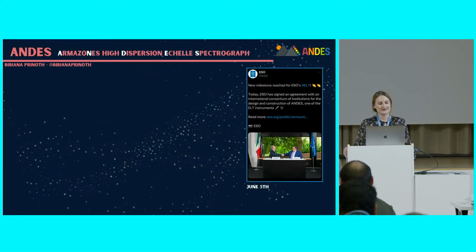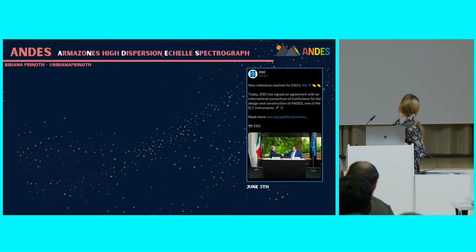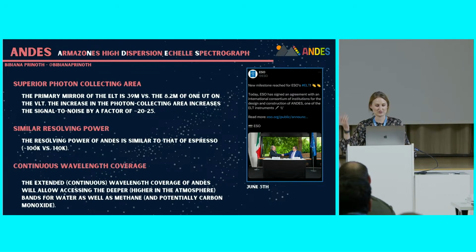We then had a look at ANDES, and I have really good news for you, because on June 5th, I screenshotted that from X, there was the signature from ESO with an international consortium of institutions. You see on the picture, which is a bit small, you see the Director General of ESO shaking hands with the President of INAF. So this is really happening, guys. I'm looking forward to it. I want to point out a few very important aspects.